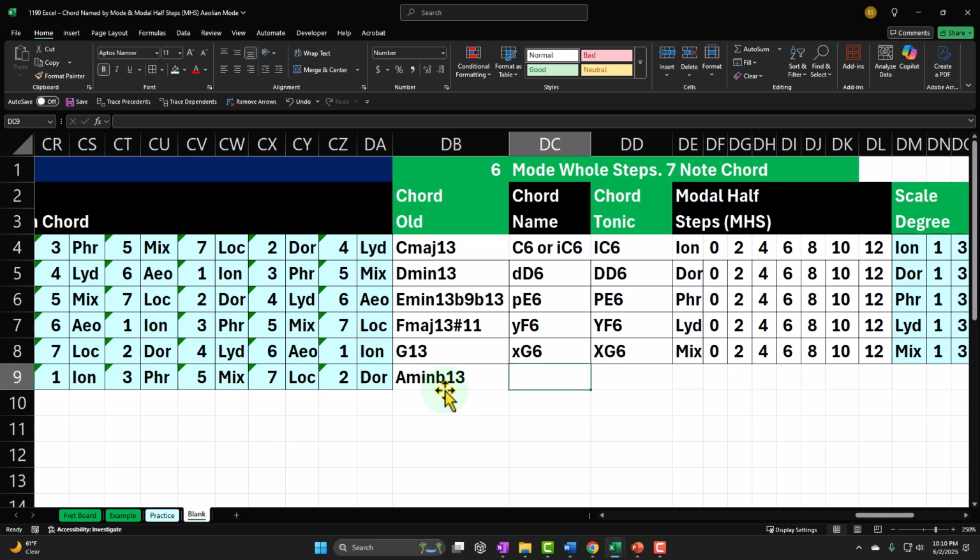Wouldn't it be a lot easier to make sense of saying, look, it's an Aeolian 6, meaning it's a 7-note Aeolian chord? That you know exactly what that means. That means you take 7 notes, every other note, starting from the A note, which is the Aeolian note. That's way easier.